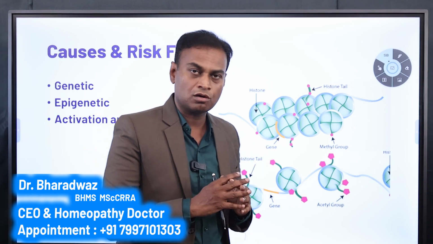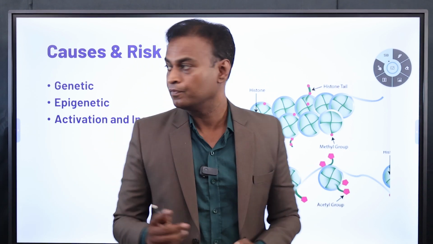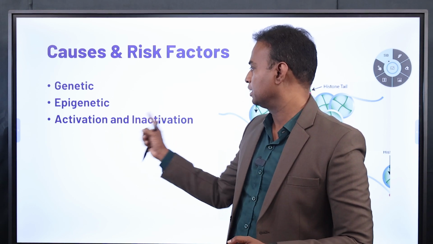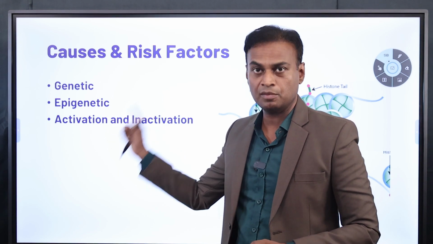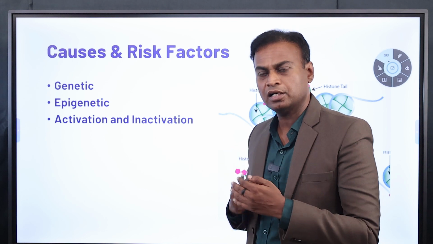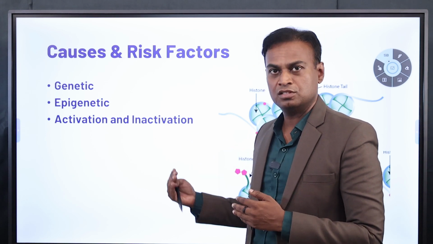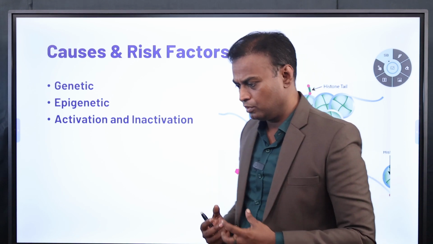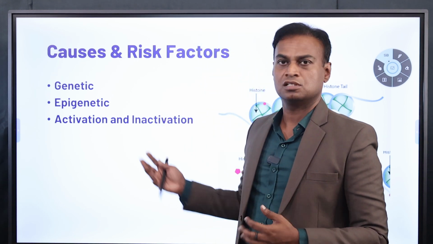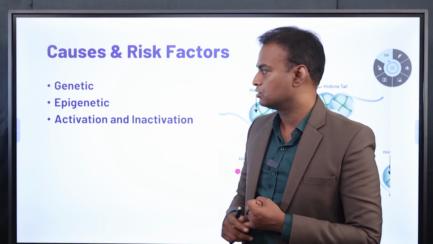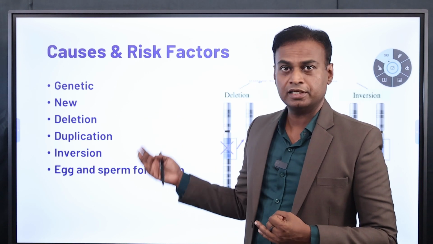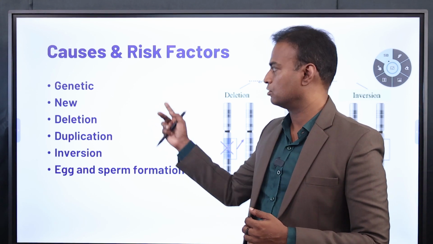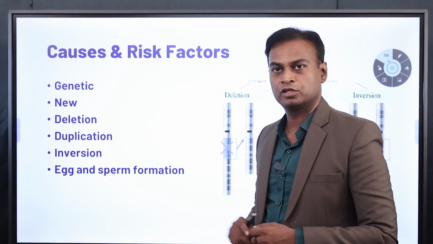So the switching on and switching off of the genes is also related to genes, but it is activation and inactivation of genes. This is known as epigenetics. These are the three types of genetic disorders, or genetic defects, we see in autism kids. Now we will look at what causes these defects, whether it is epigenetics or new genetic changes. What causes these epigenetic changes or new genetic changes, we will look into it.